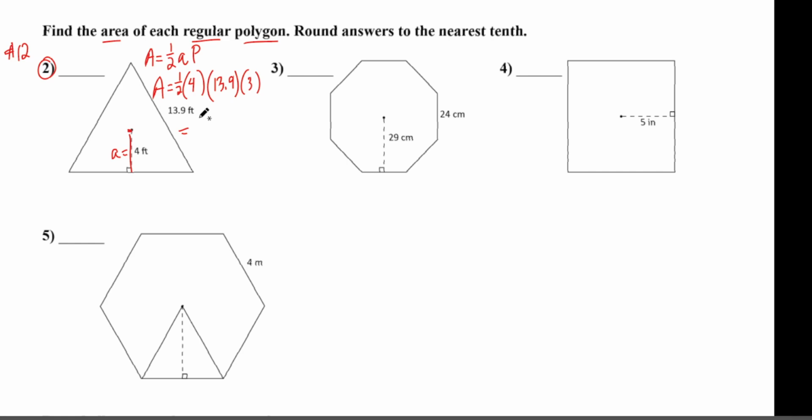83.4. Is that what you got? Okay, 83.4. It is area. It's in feet. So what should we write our answer as? Feet squared. Make sure you do that.